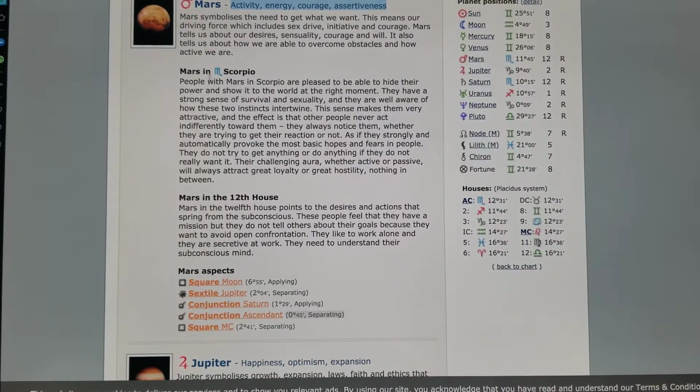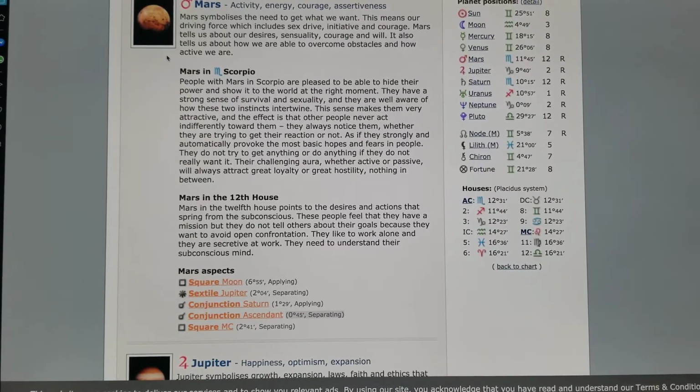So my Mars is in Scorpio. People with Mars in Scorpio are pleased to be able to hide their power and show it to the world at the right moment. Yep, that's me. Understand yourself. You see, do some research and learn about yourself. So once you bring the information of Mars, after clicking on Mars, you come down here which says Mars aspects. So I have a square to the moon from Mars.